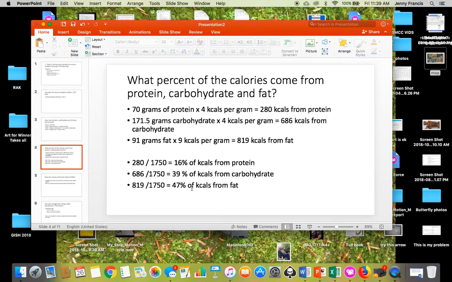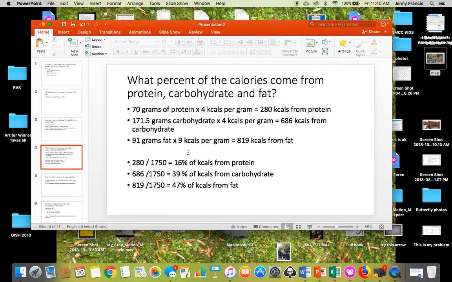This is a good point to check your math, is that these numbers should total 100%. So 16 plus 39 plus 47, in my example, actually comes out to 102%, but close enough. You don't want something that says 150% or 40%. The total should be fairly close to 100% because 100% of the calories have to come from one of these 3 things. These are the things that provide calories. They're going to only come from protein, carbohydrate, and fat. So these totaled up must equal 100% because that's the only place you can get calories from.